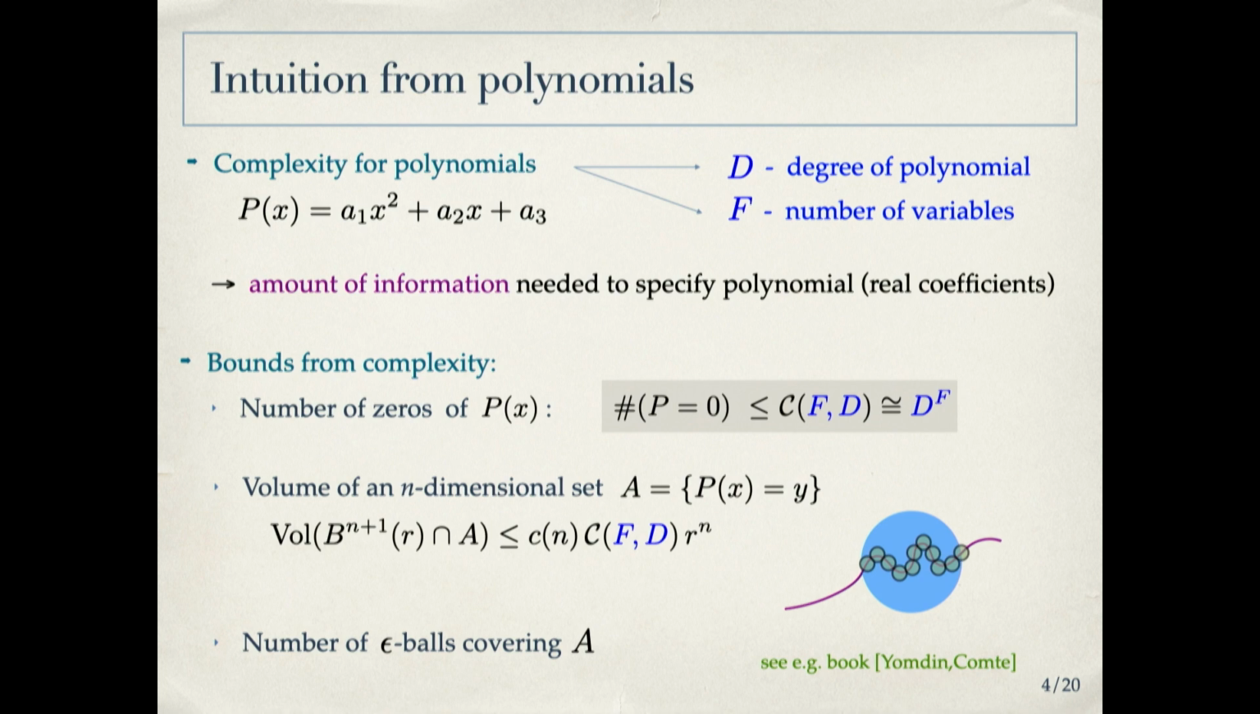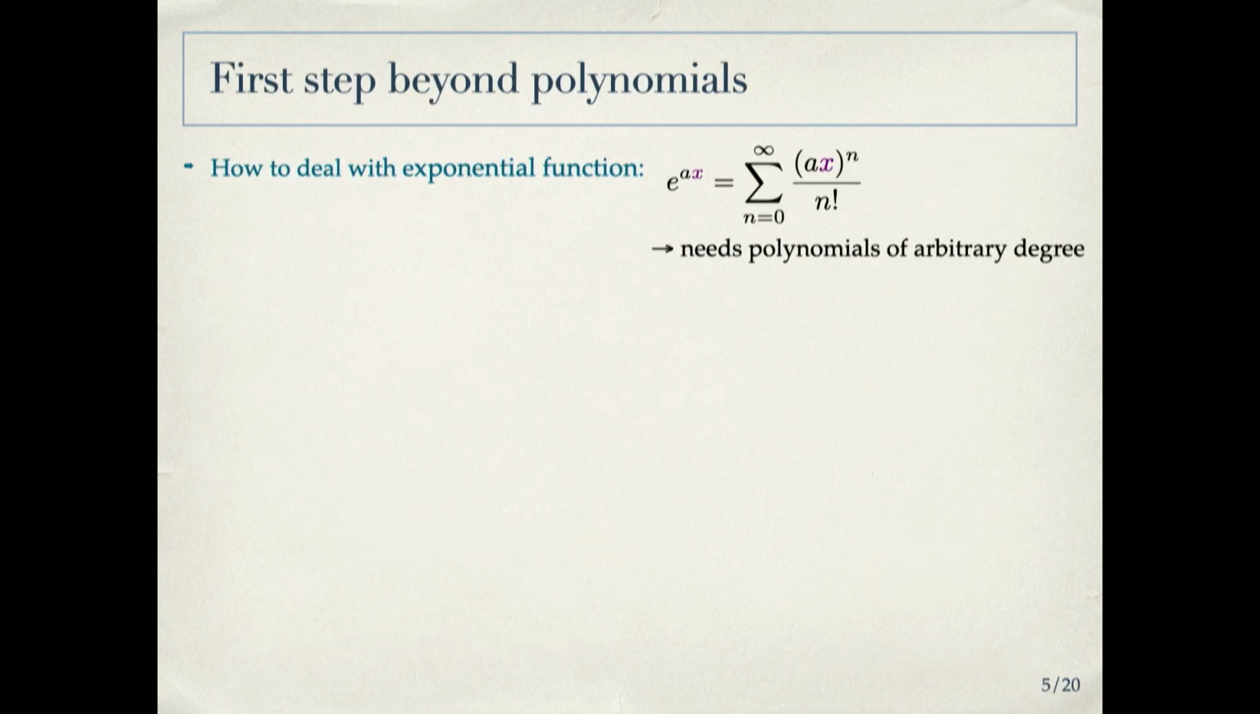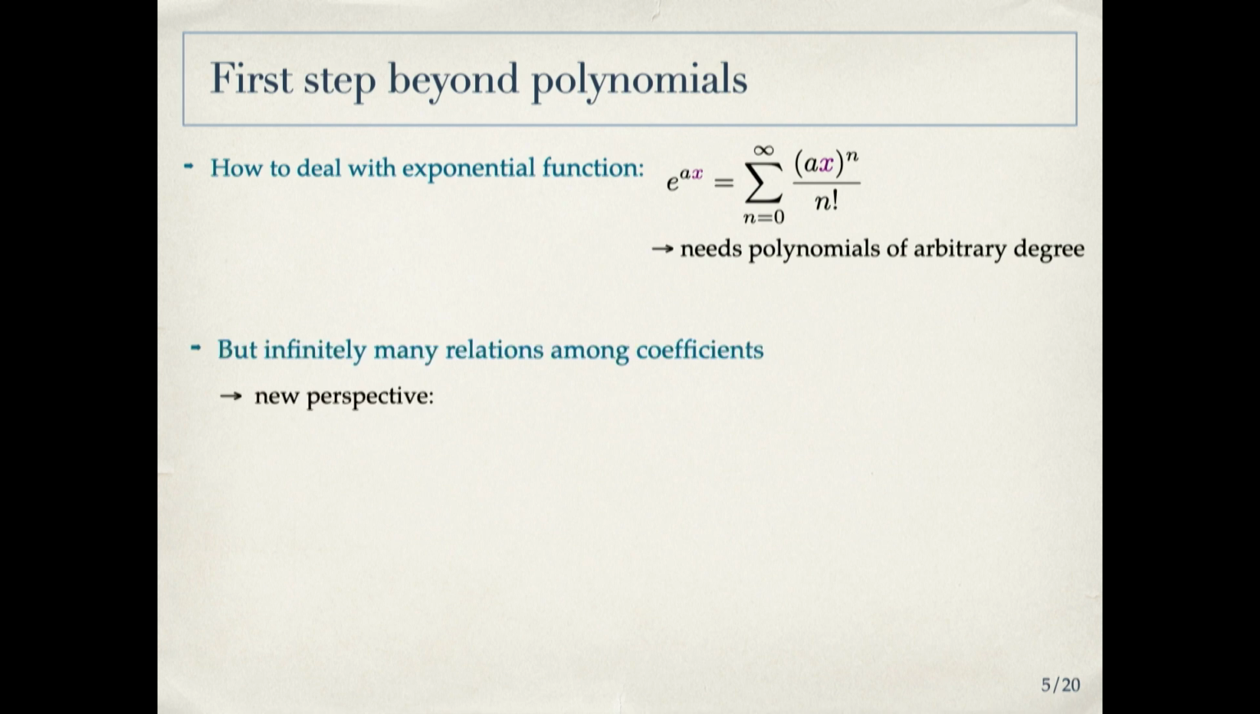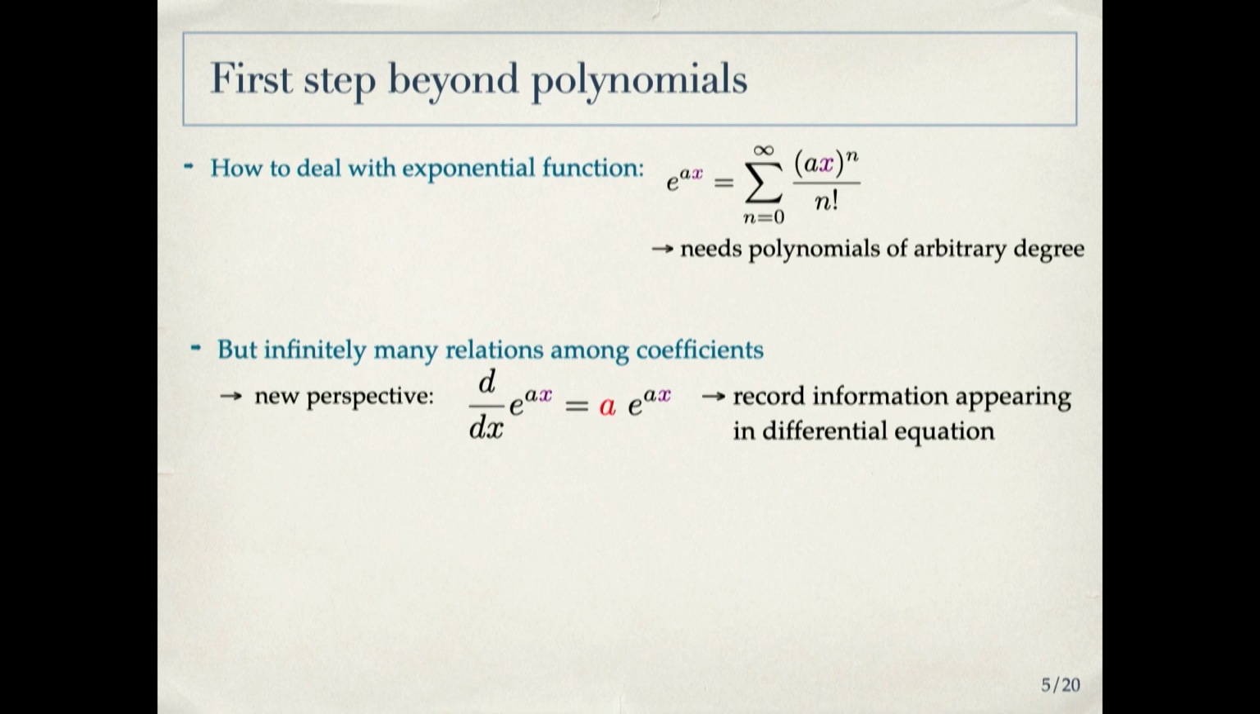Okay? The question is now, how do we generalize this to more general functions which we need in physics? First example, we certainly need the exponential function. Okay? The exponential function is the sum of infinitely many polynomials, if you want to think about it like this. So you would say, oh, this has infinite complexity. Well, not quite. Why? Because all the coefficients have algebraic relations, right? And so we should think of a new perspective. We don't think of the exponential function by itself as a polynomial, but we think of it as satisfying a differential equation where the right-hand side is a polynomial.